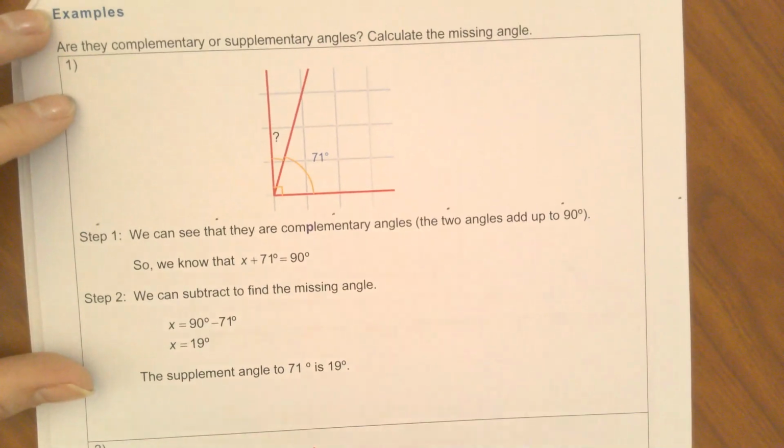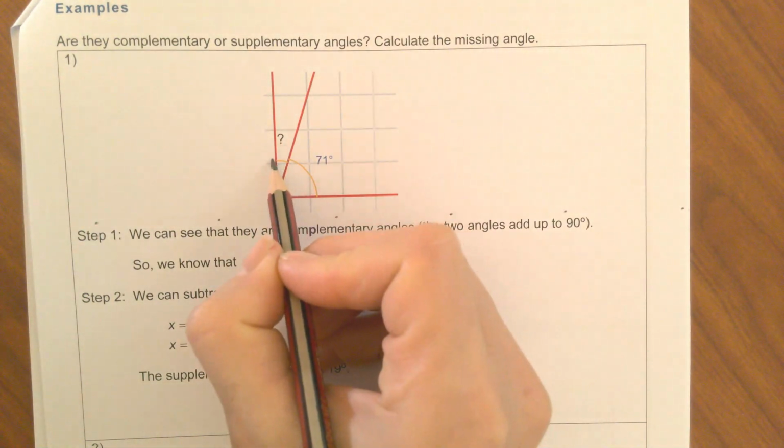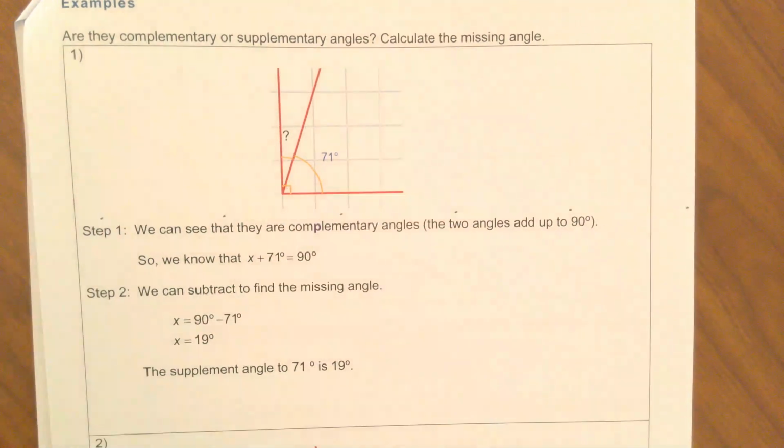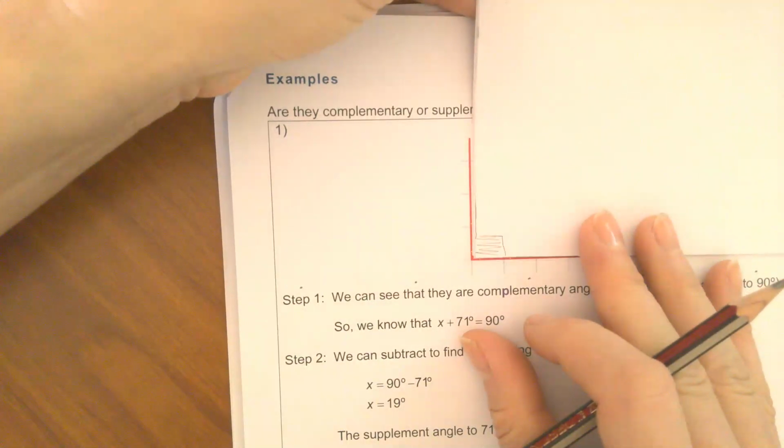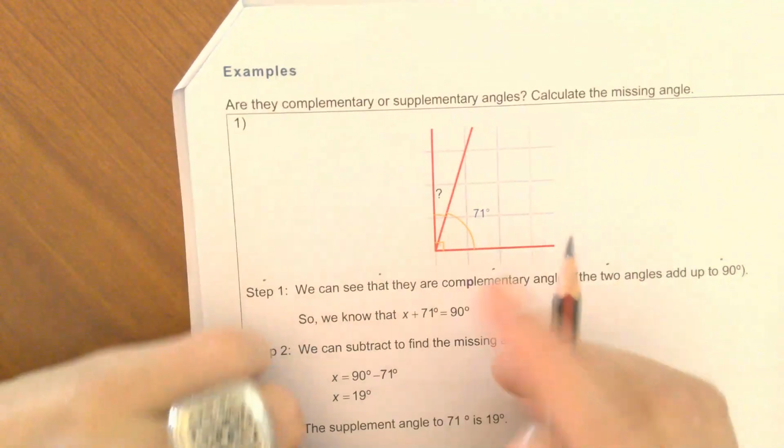So if I say these two angles, how much is this from here to here? If I go like this, maybe it's 90 degrees. Let's check. Yep, it's exactly the same as a corner of a piece of paper. So that is 90 degrees in total.